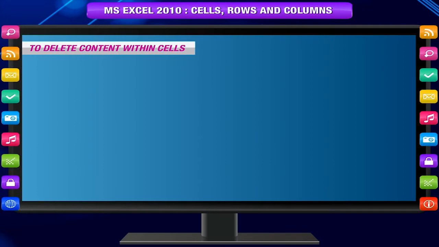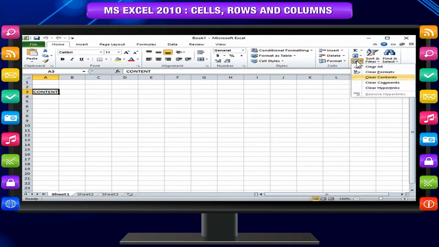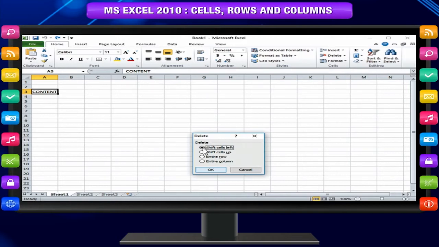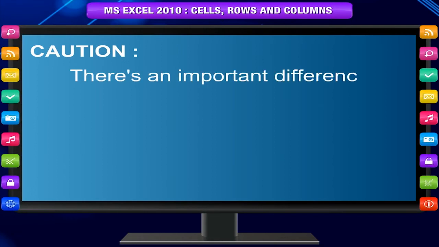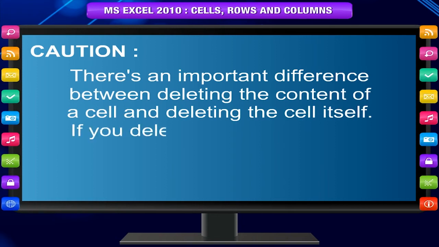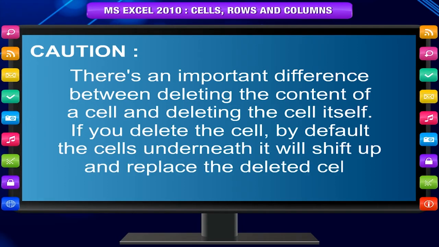To delete content within cells, select the cells containing content that you want to delete. Click the Clear command on the ribbon. A drop-down menu will appear. Select Clear Contents. To delete cells, select the cells you want to delete. Choose the Delete command and then click Delete Cells from the ribbon. Choose an option from the Delete dialog box and click OK. There's an important difference between deleting the content of a cell and deleting the cell itself. If you delete the cell, by default, the cells underneath it will shift up and replace the deleted cell.